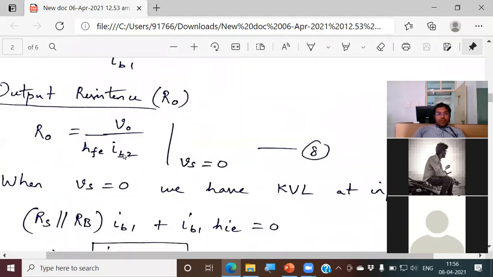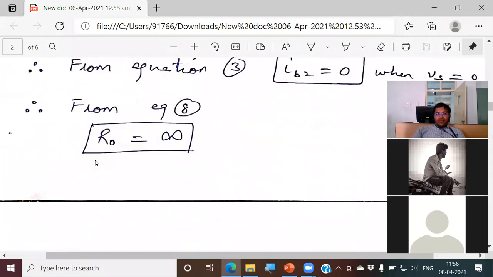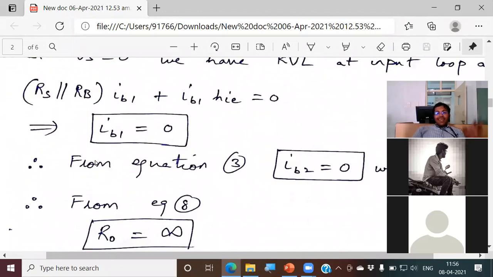If IB2 is 0, R0 is infinity. Very good. Okay, R0 is infinity, right? So it is clear how to find voltage gain, how to find current gain, how to find input resistance. We discussed that in the last class in detail. How to find output resistance, yesterday also we discussed, and today we discussed again in much detail.